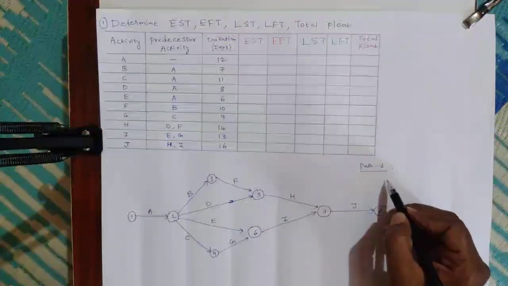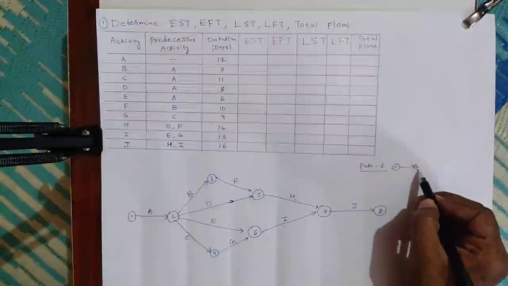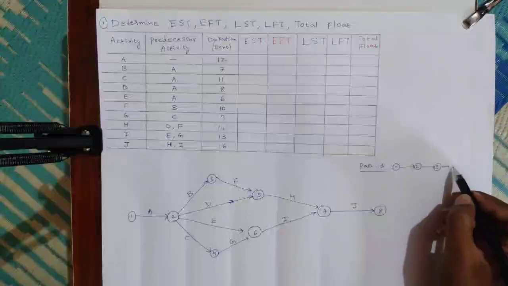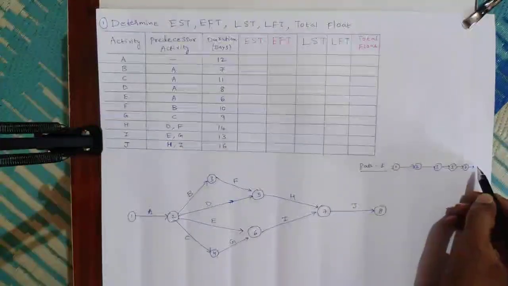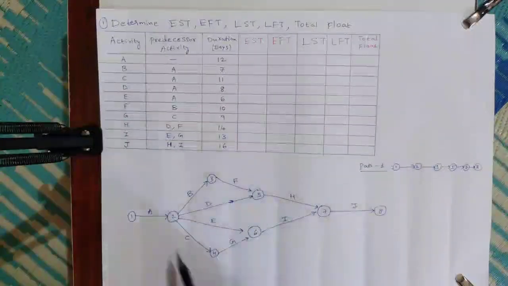That is, path 1 is 1, 2, 3, 5, 7 and 8. Okay, 1, 2, 3, 5, 7, 8.